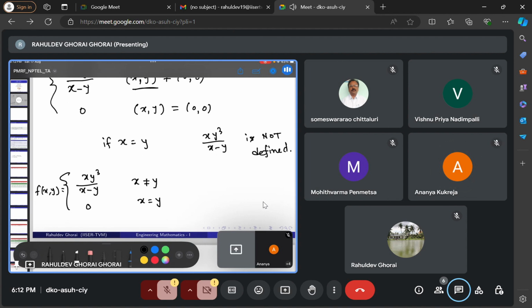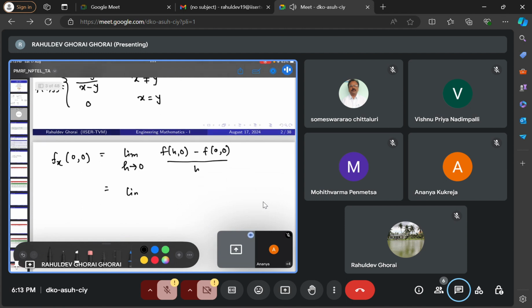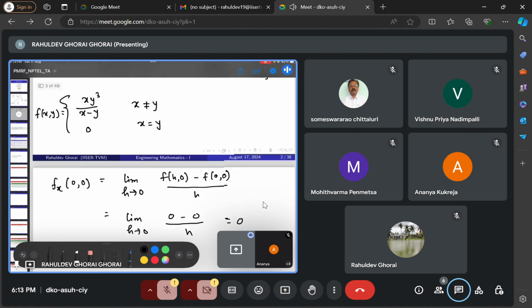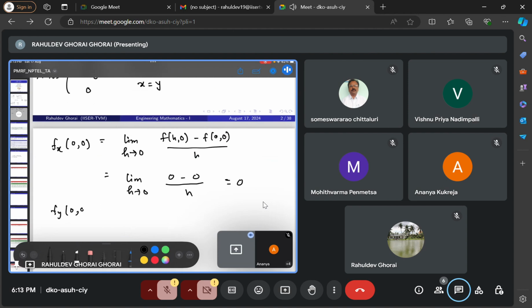So then you have to find out mainly the f_x at (0, 0), right? Which will be the limit as h tends to 0 of f(h, 0) minus f(0, 0) over h. What is f(h, 0)? That is 0, right? 0 minus 0 over h, so that will be 0. Similarly, I think you can show that f_y at (0, 0) will also be 0.